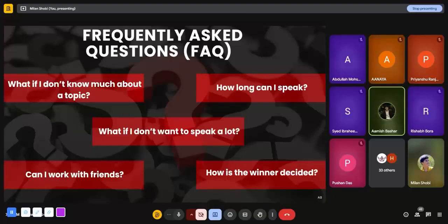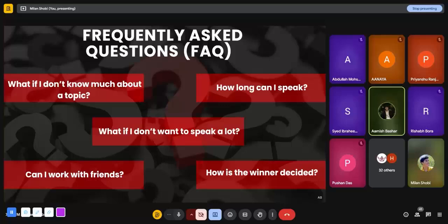Third question: what if I don't want to speak a lot? That's completely fine. Not everyone is a public speaker. There are other ways to contribute, like helping your block write resolutions, suggesting ideas during unmoderated caucuses, or supporting others. The EB notices both visible and behind the scene efforts.